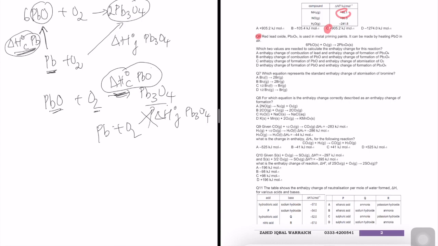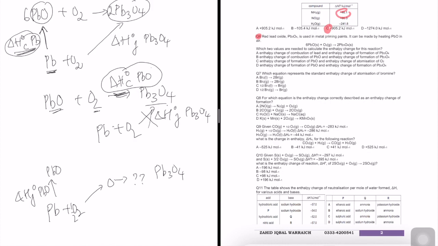So in C, they said that you need to use the enthalpy change of formation of PbO. That one means you go from Pb and oxygen to PbO. So this one is the delta H_F of PbO, okay? And the enthalpy change of atomization of oxygen. So that means you go from O2 to oxygen atoms, with a half here. Okay, so this one doesn't lead to anything that relates to Pb3O4. So you can easily see that C is wrong.